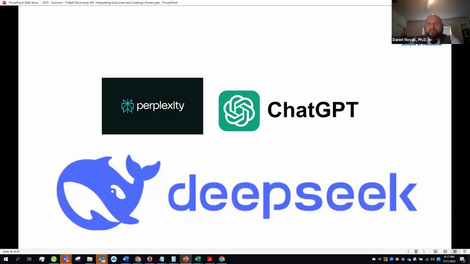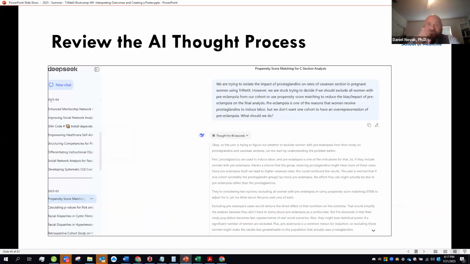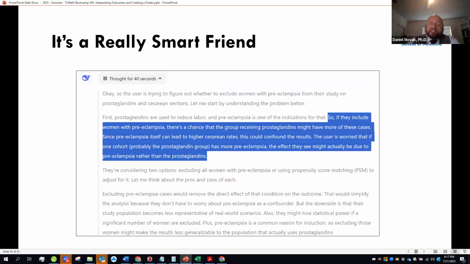And so, in addition to Perplexity, which you can use for literature review tools, and ChatGPT, which can help with a lot of complex tasks involving coding and data manipulation and tables and all sorts of stuff like that, you can also add DeepSeek to your tool belt. What's really great about DeepSeek, and the reason I'm highlighting it for you in the context of TriNetX, is there are a lot of times where you're going to have to make methodological decisions, and you may not have anybody immediately around you who can advise you on the subject. I found that the AI thought process in DeepSeek really helped us make some sticky decisions along the way in some of our studies. It's a really smart friend.